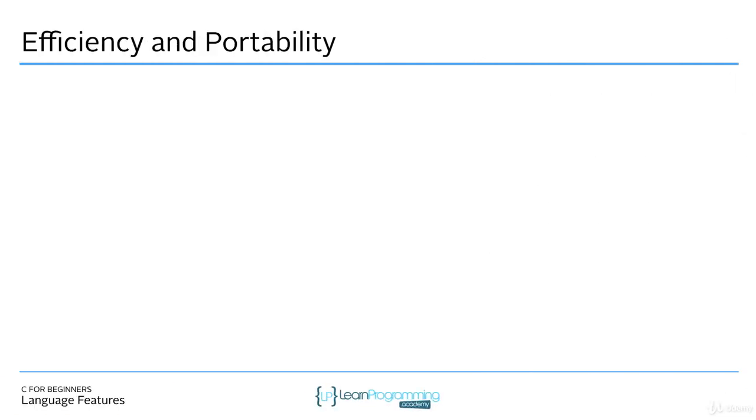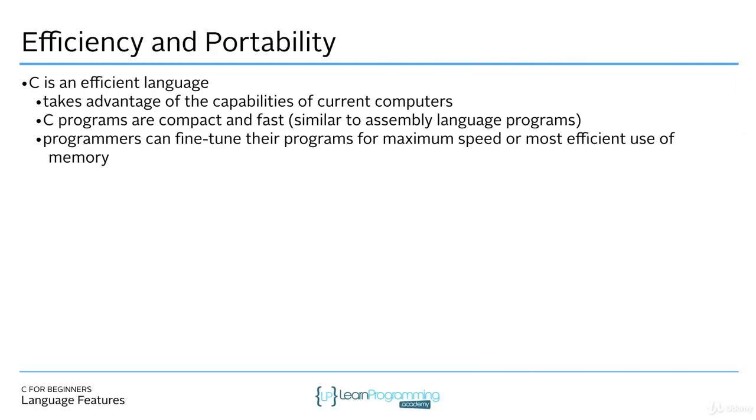So what does efficiency and portability mean? Well, C is an efficient language. It takes advantage of all the capabilities of current computers. Programs written in C are very fast and compact. I talked earlier about how the mapping of C statements to instructions in assembly language is very efficient. This is one of the reasons it's so fast.